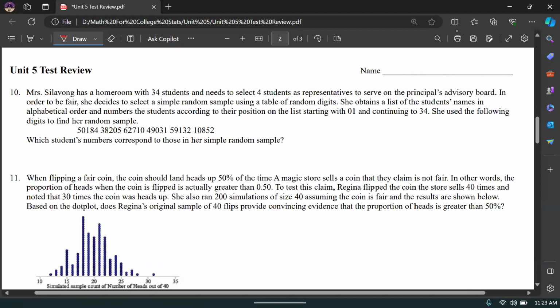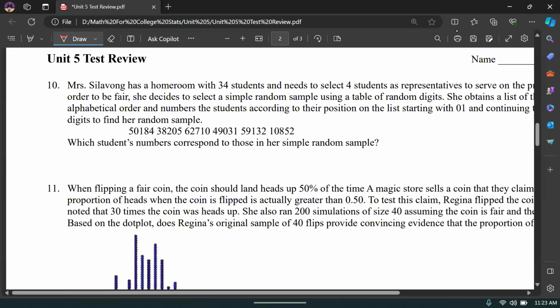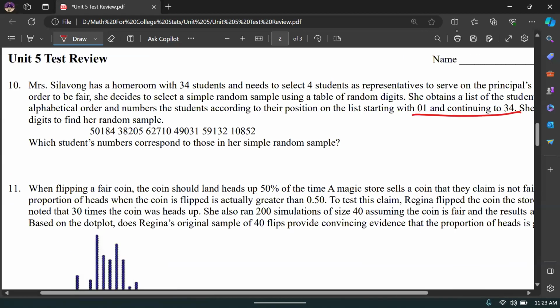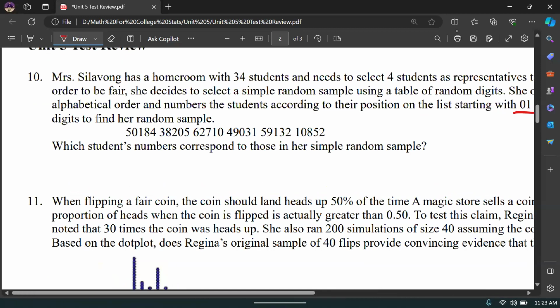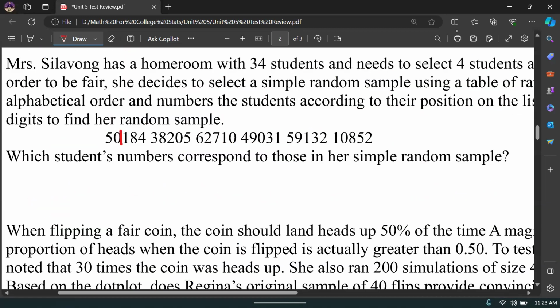All right, so remember, we're doing this by double digits because we're going from 1 to 34. So we have to break these down by double digits. If we split these up, we go 50, 18, 43, 82, 5, 62, 71, 4, 90, 31, 59, 13, 21, 8, and 52. So every second digit, I drew a line, right? Just space them out. And I'm looking for numbers from 01 to 34. 50 is not between 1 and 34, so that one we're going to skip.